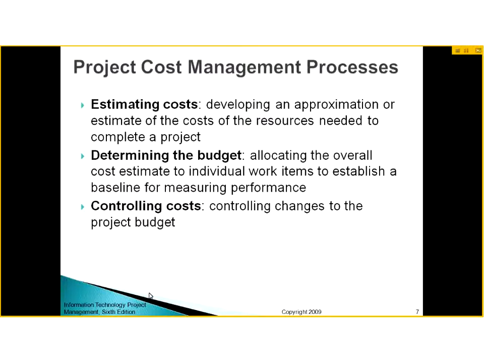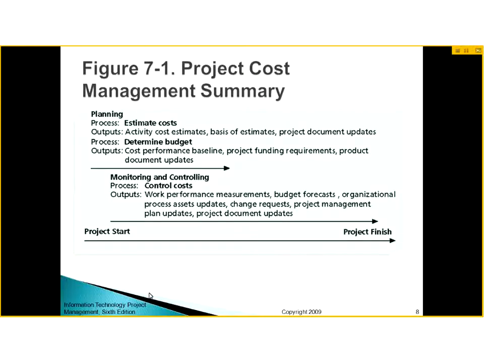These are the 3 processes of cost management: estimating costs, where we develop an approximation or estimate of the cost of resources needed to complete a project, and then we allocate that total cost to all the individual work items, and that is called determining the budget. Once you have made your cost estimates, you have to control changes to the project budget. You have to see which changes should be made so that the costs do not increase. And this is a summary: estimate costs and determine budget are planning processes, and control costs is the monitoring and controlling process.